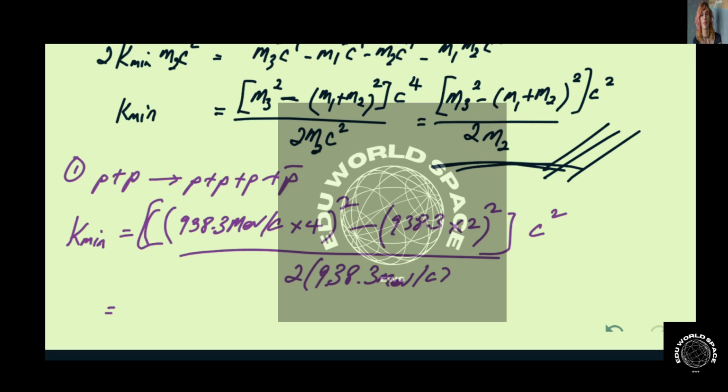So the answer that we should get would be about 5630 MeV. So this is the kinetic energy that will be required. Sorry, this is MeV per c square. The units.